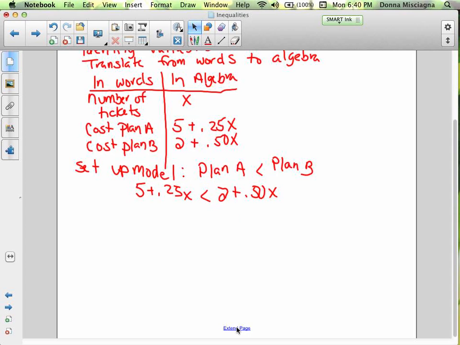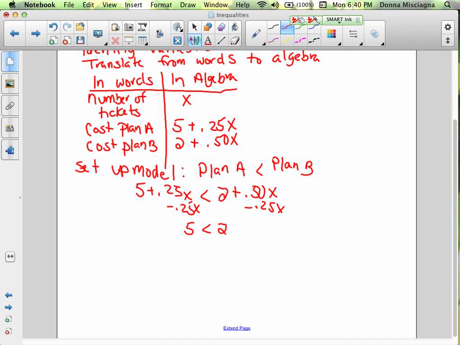There, that's plenty. All right, so let's get the x's on one side, so I don't have to switch the inequality sign. We'll subtract the smaller one. So now minus 0.25x. So that's going to give us 5 is less than 2.5 minus 0.25, which will be 0.25x. And then we're going to move the 2 from both sides, so subtract 2 from both sides. So we have 3 is less than 0.25x.